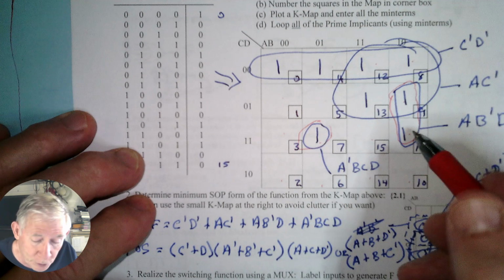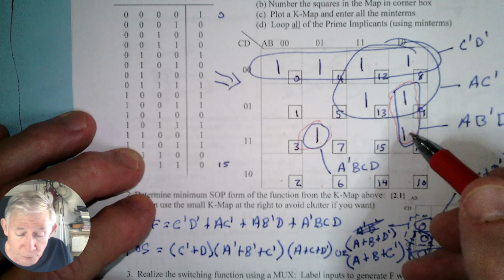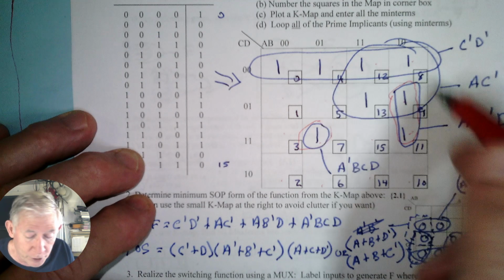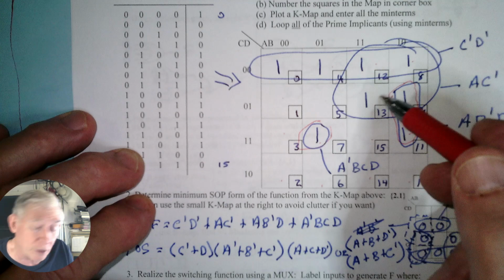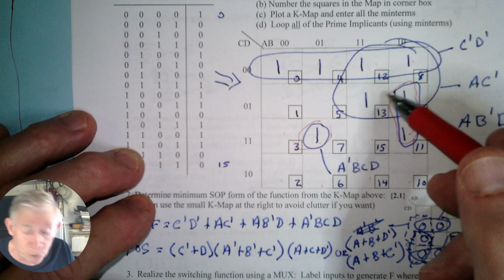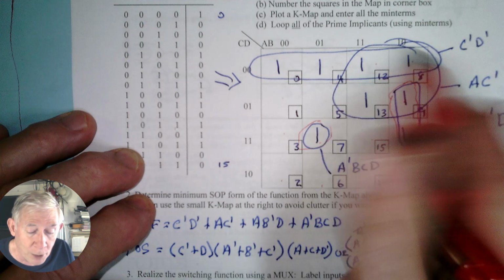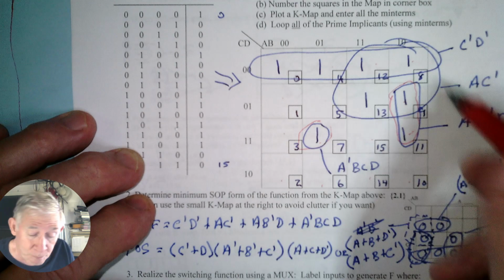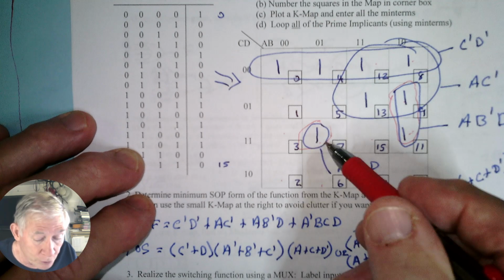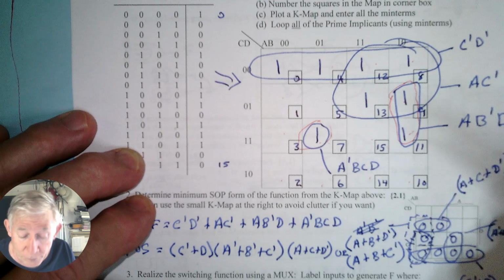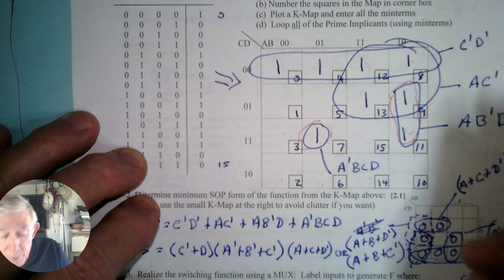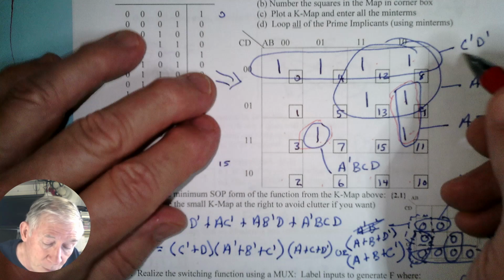There is no other group of 2 that can be combined with this group of 2 to make a group of 4. There's no other group of 4 that can be combined with this group of 4 to make a group of 8. There's no other row that can be combined with this group of 4 to make a group of 8. And there's no other box that can be combined with this one to make a group of 2 even. So these are all prime, and this row is C prime, D prime.